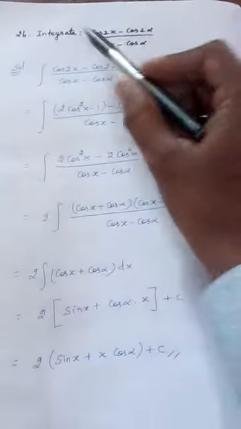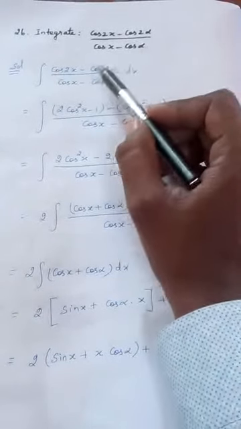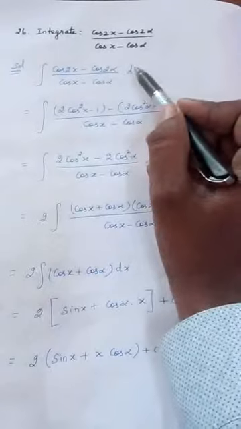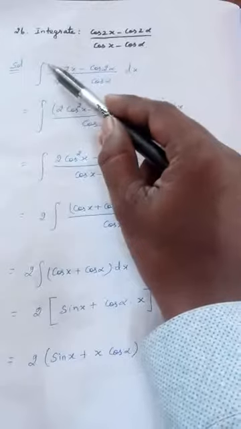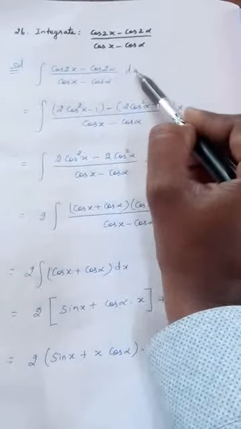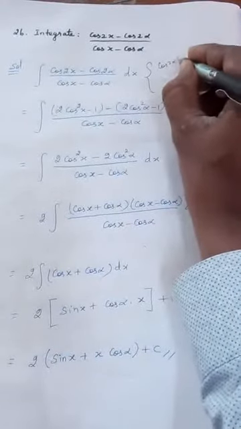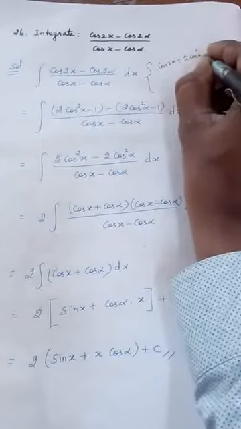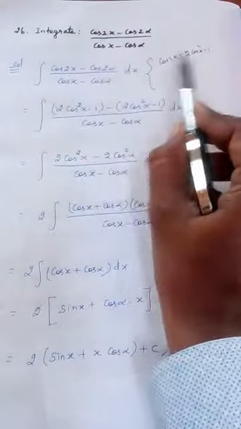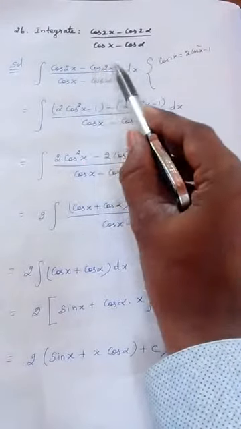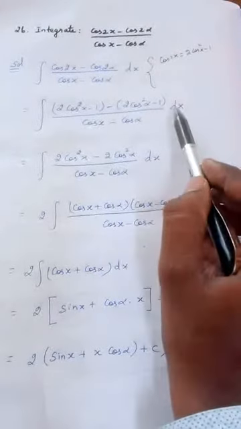Question number 26, integrate cos 2x minus cos 2 alpha by cos x minus cos alpha. So this is second type, that is using formula substitution. We can do this integration. For example, integrate means we should put integration symbol and write the function into dx. Now we should know the trigonometric formula. Cos 2x, trigonometric formula is 2 cos square x minus 1. So this is the trigonometric formula that we are applying in this sum. So cos 2x is written as 2 cos square x minus 1. Similarly, cos 2 alpha is written as 2 cos square alpha minus 1 by this into dx.